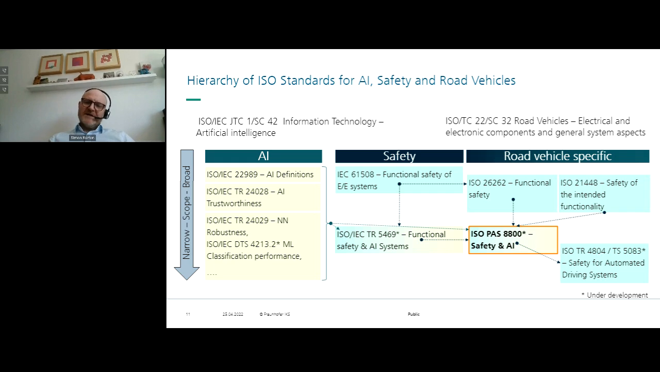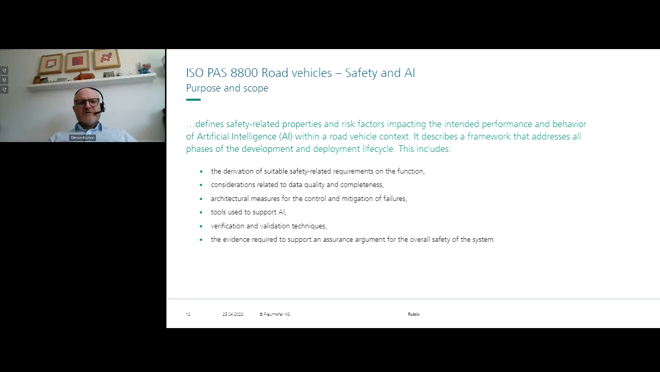And this publicly available specification should act somehow as a translation between some of these generic standards, as well as some of the industry-specific safety standards, to explain how we could argue the safety of artificial intelligence when using it in road vehicles. In the next few slides, I'll give you a very quick insight into some of the topics we're talking about.